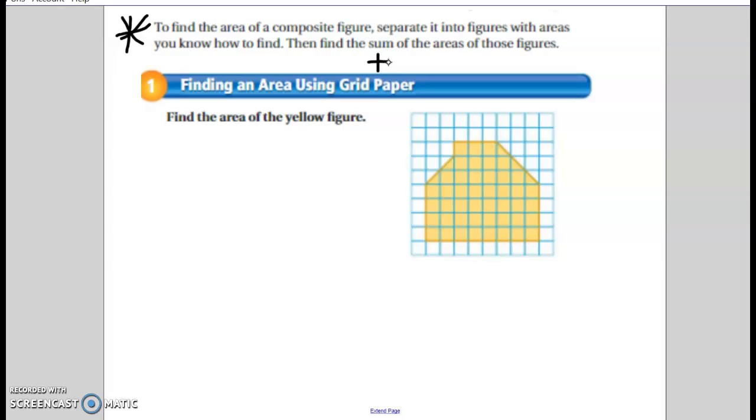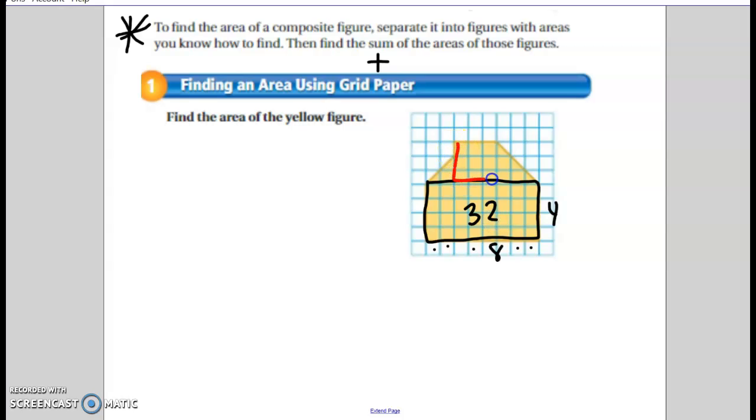For the grid paper questions, rather than counting all of the squares, let's break this up into some shapes that are familiar, that are easy to find the area of. So there's a rectangle that is 4 by 8. So I can do 8 times 4 and just quickly see that the area of this is 32.